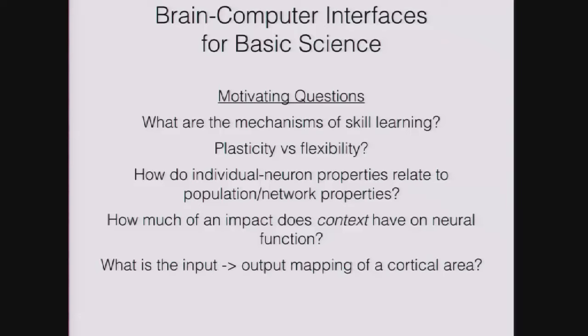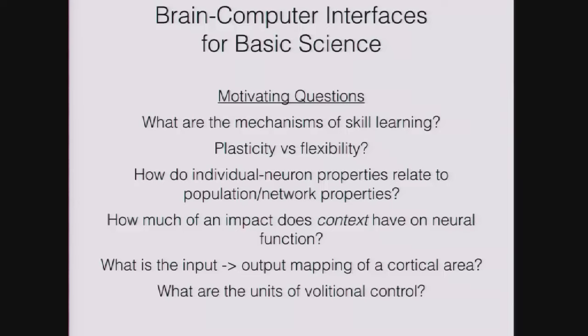What's the input-output mapping of a cortical area? I'll mention quickly later on, but I want to make the point now that encoding is not the same as decoding. Okay, what you get when you're measuring tuning curves of individual neurons in M1 is not what M1 is controlling downstream. So how can we understand how an area, a circuit of neurons, can take an input, map it to an output?